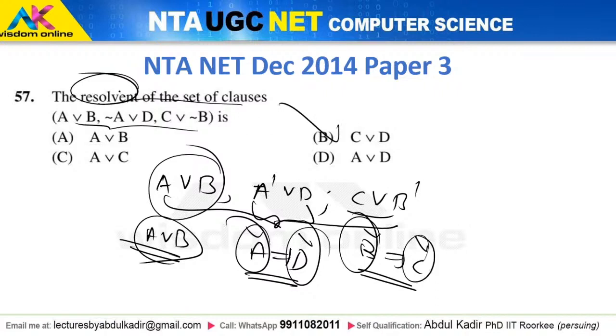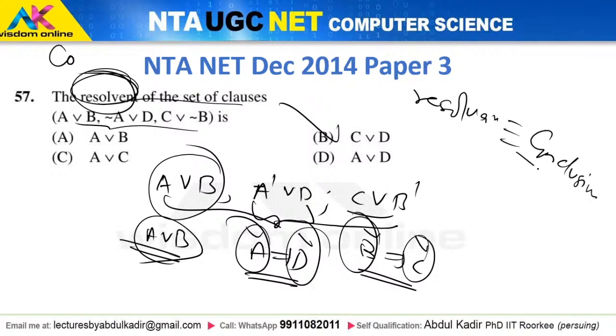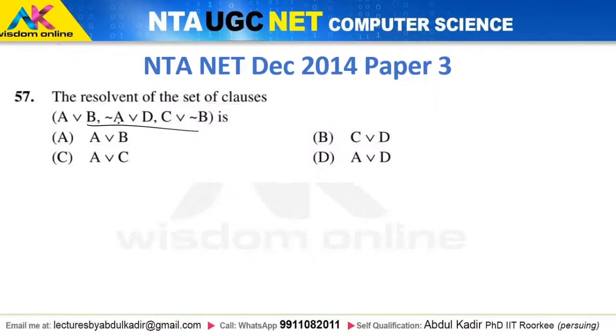So actually the resolvent is nothing but a conclusion. Remember this: resolvent is nothing but a conclusion. Basically he is asking what conclusion you can draw. So when you have these three statements, the conclusion that you can draw is C or D. We have already seen this today, and earlier also. I have solved this question there too. If you have any doubt, then you can ask.